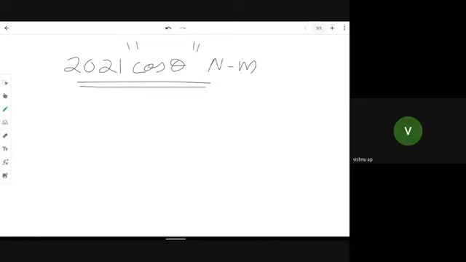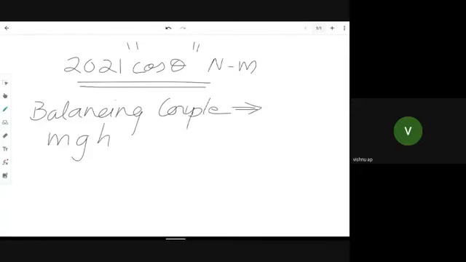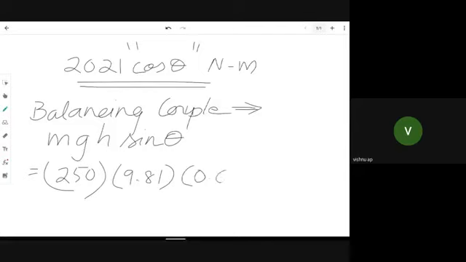The right hand side was the balancing couple, the term related to the balancing couple. And what was that? The right hand side of the equation, which is the balancing couple, is m g h sine theta. Again, simply substitute the values. Mass is 250. G you can take as 9.81. H is given as 0.6, sine theta.